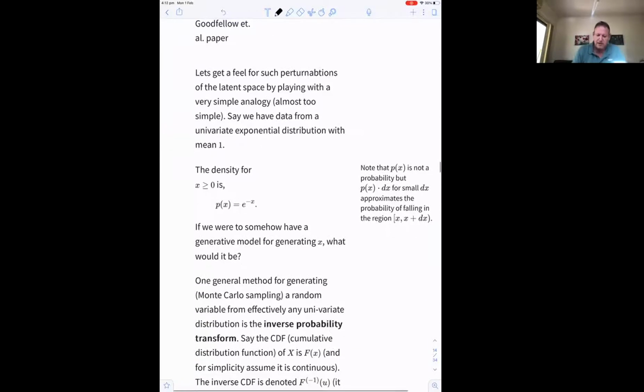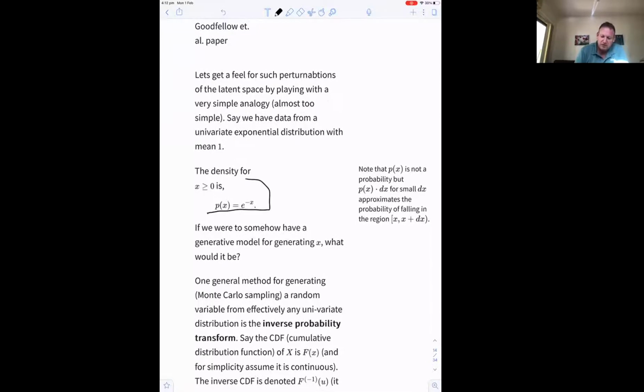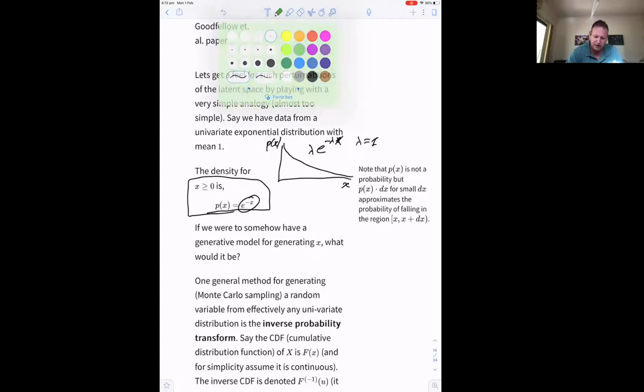Let's take almost the simplest example one can think of, an exponential density. This is X, and this is P of X, with a mean of one. You might have seen this before as lambda e to the minus lambda X. Here lambda just equals one, and one over lambda is the mean, so that's an exponential density. Let's say this is our data. This is very boring data. If we were to collect the data, we would have a histogram that lives under this roof.